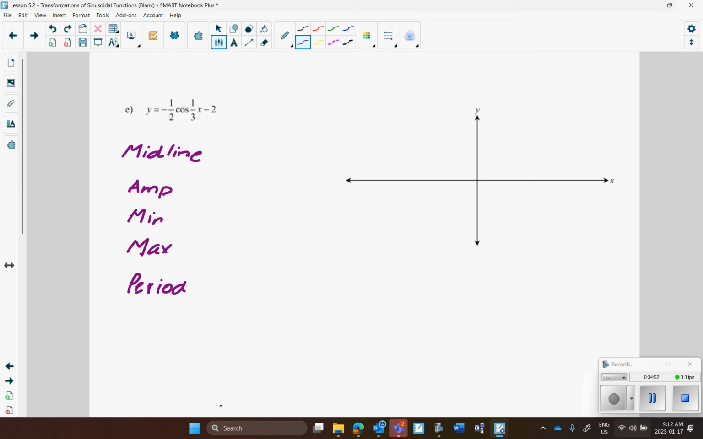Midline, negative 2. N equals negative 2, which means y equals negative 2. Amplitude, a half. Negative a half. The negative is the flip, it's something else, where we take absolute value. The minimum: -2 minus a half. So really you could just say -2.5. You can go to the decimal if you want. Max is -2 plus a half, which would be -1.5.